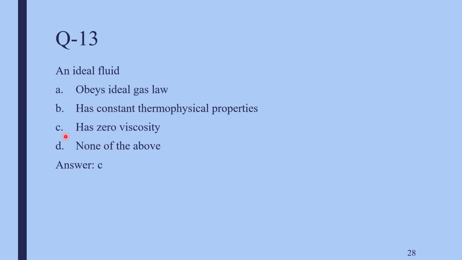That is, an ideal fluid is a fluid that is both incompressible and has no internal resistance. That is zero viscosity, inviscidness, everything. So we'll go to question 14.